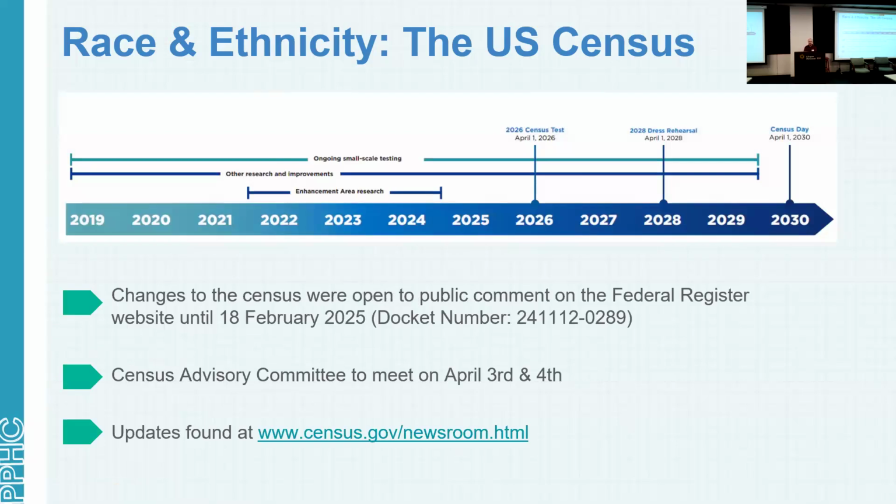Now, with the change in administration and the resignation of the director of the Census Bureau in January, it's a little uncertain if the changes will still be taking place. But I do want to highlight that there are still 5 more years before the 2030 census, and there'll be a test in 2026 and 2028 happening before that. The changes were actually open to public comment until this past Tuesday. So the next step will be that the Census Advisory Committee will be reviewing the changes in April. If you want to stay up to date on what changes might be happening, I posted the link here for reference.